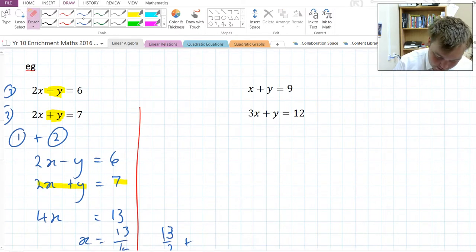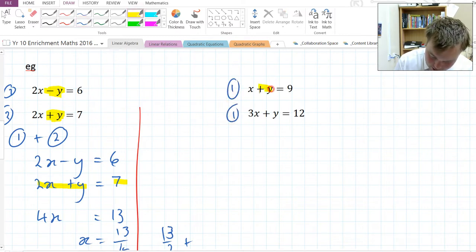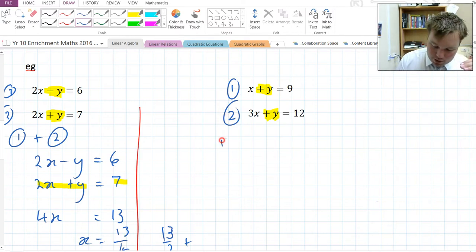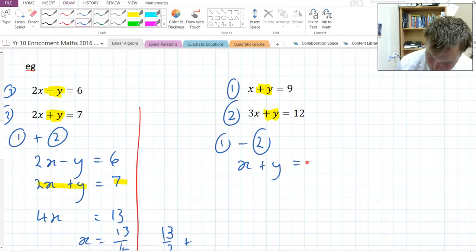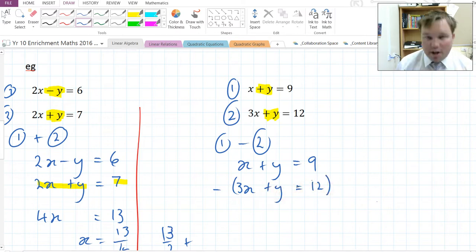Next one. Here. Equation 1, equation 2, they're the same, but I just said equation 2 and wrote 1, didn't I? Equation 2, if I do 1 minus 2, I'll end up with a y take y, which is good. So then I will have equation 1, which is x plus y equals 9, take away 3x plus y equals 12. Now, note I've bracketed the entire equation.